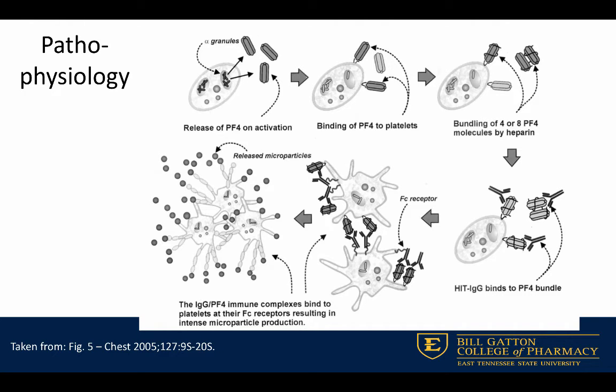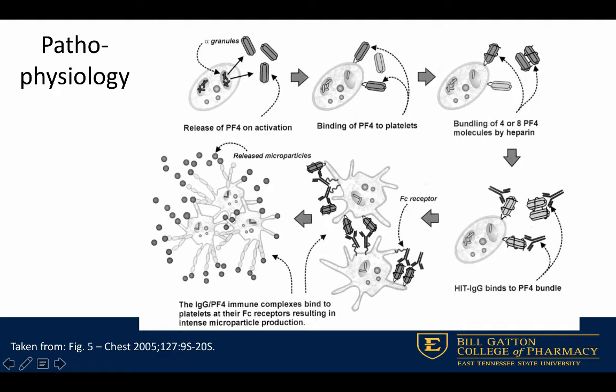Looking at the pathophysiology of heparin-induced thrombocytopenia, this figure is taken from the journal Chest from about a decade ago, a supplement with the intent of providing some guidance on the identification and treatment of heparin-induced thrombocytopenia. What I'll point out here is that in the first stage, you'll see that platelets are activated and there's release of a substance called platelet factor 4. You'll also see these are released from granules inside the platelet.